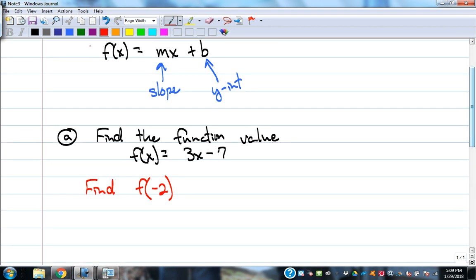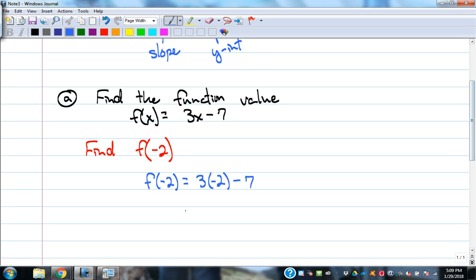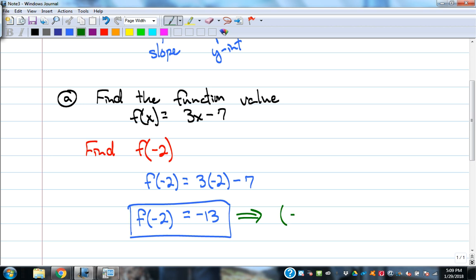What does that tell us to do? Plug in negative 2 for x. Just work that out. It'll be negative 6 minus 7, negative 13. So f of negative 2 is equal to negative 13. That is also the same thing as the ordered pair, negative 2, negative 13. Those are the same thing. Okay? Bouncing back and forth between those is nice to be able to do.